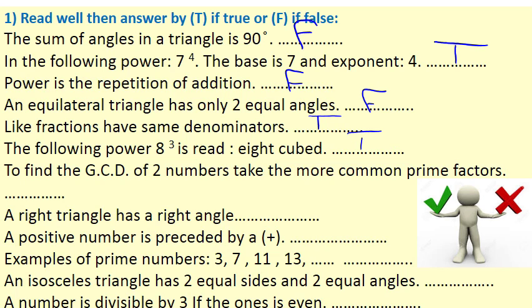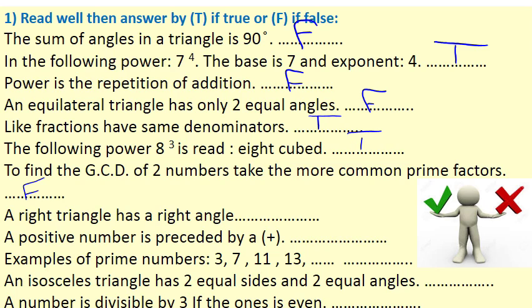Yes, Ala. To find the GCD of two numbers, take the more common prime factors. Do we only take the more common prime factors in GCD? What do we take? The less common prime factors. So to find the GCD, we take the less common. So is it true or false? False, Ala. Yes, Abbas.